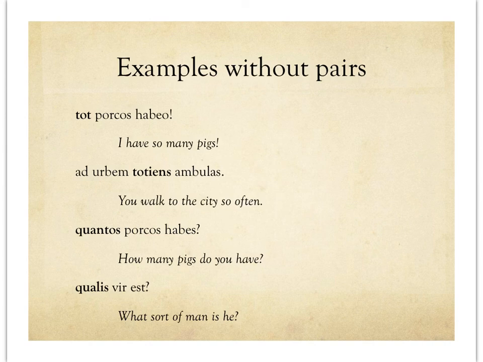But you can see something like tot porcos habeo. I have so many pigs. Tot means so many. Here it's telling us how many pigs he has. Tot porcos. Or ad urbem totiens ambulas. You walk to the city so often. Totiens. The Q words, and Q is sort of a letter that's often used to introduce a question word. And that is true here too.